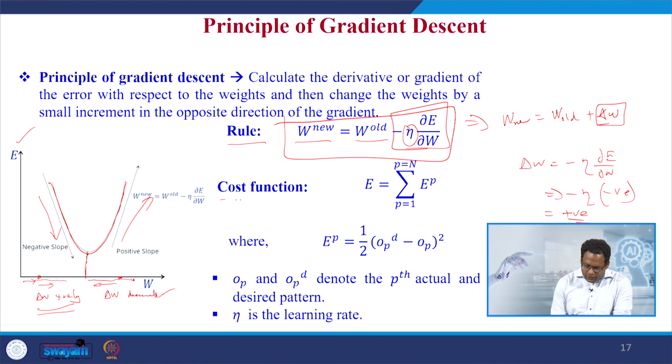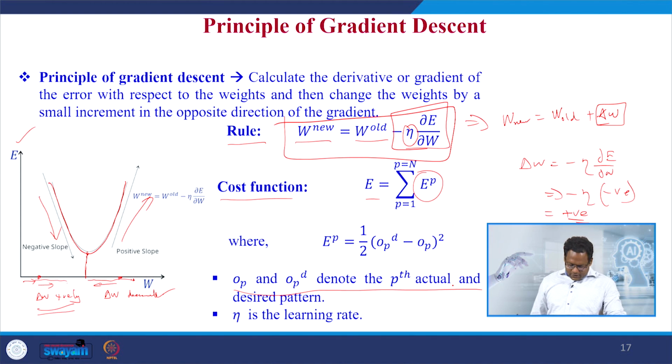So, here the cost function is defined as summation over pattern 1 to n patterns, input output patterns, EP, where EP is given by half into desired output of that pattern minus current output pattern whole square, where OP and OPD denote the pth actual and desired patterns, and eta is the learning rate, as I told you, that varies from 0 to 1.